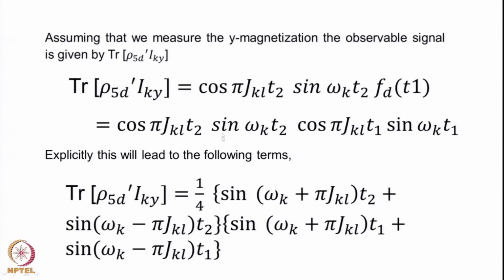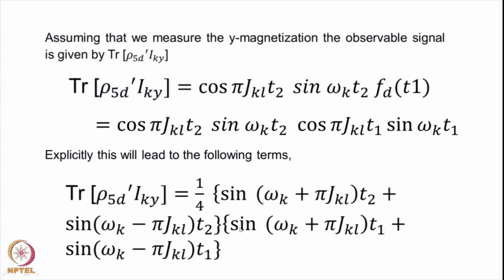Note that the pattern of these evolutions of the terms in T2 and T1 are the same. Here is again a sine cosine multiplication, and again here it is sine cosine multiplication. So, if you want to expand this further, this is the same thing which is written here: 1 by 4 sine omega k plus pi jkl T2, it will generate 2 terms each, right. So, this will generate 2 terms each plus sine omega k minus pi jkl T2, this is from the T2, and multiply the whole thing by this sine omega k plus pi jkl T1 and sine omega k minus pi jkl T1.